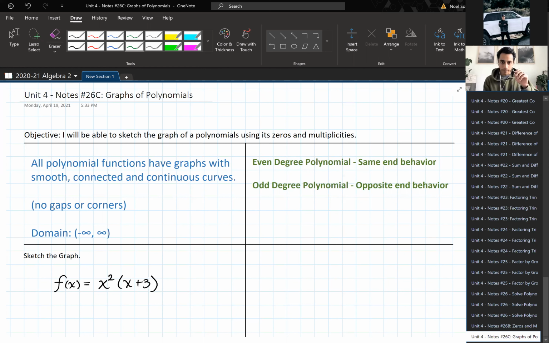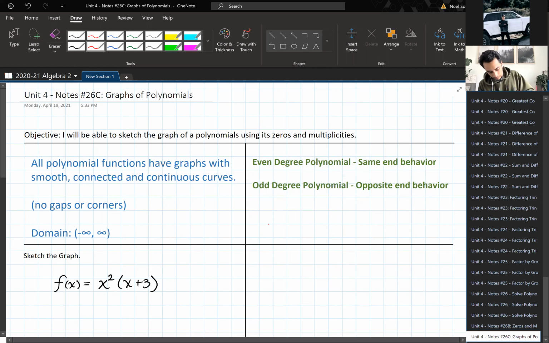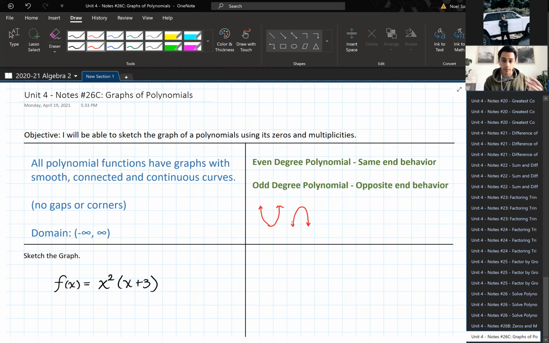So a parabola, there's only 2 ways to draw a parabola. It's either opening up on both sides, or it's opening down on both sides, right? Every even degree polynomial, whether it's power 4, power 6, power 8, will have either both arrows moving up or both arrows moving down, regardless of what happens in the middle.